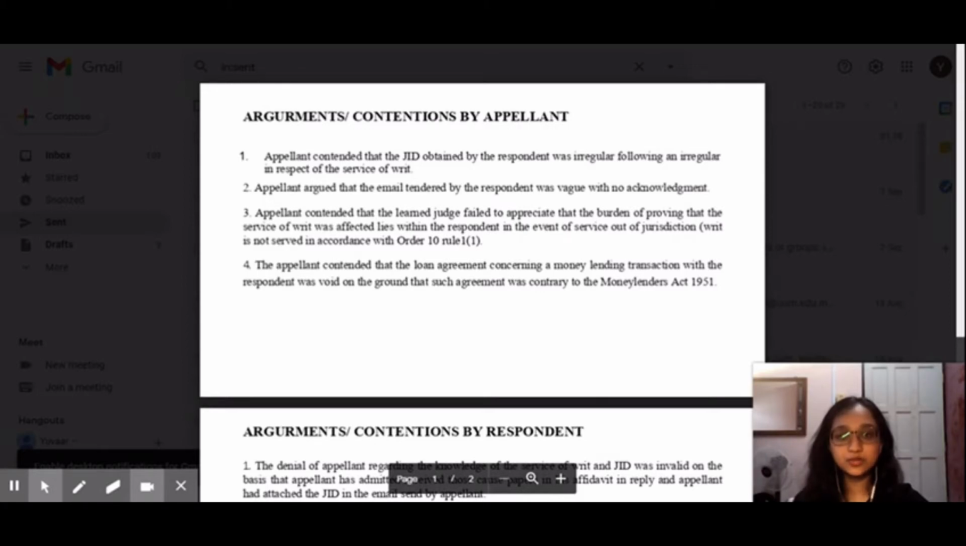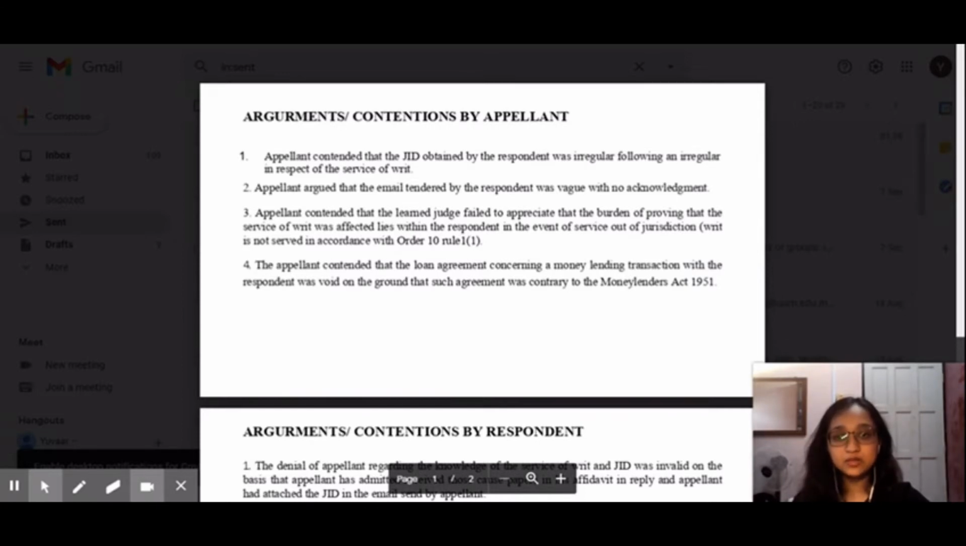Next, the appellant argued that the email tendered by the respondent was vague with no acknowledgement. Referring to the email, there was no proof of service document furnished by the sheriff or the process server, and the only proof of service is the sheriff's return, referring to the South African Uniform Rules of Court.